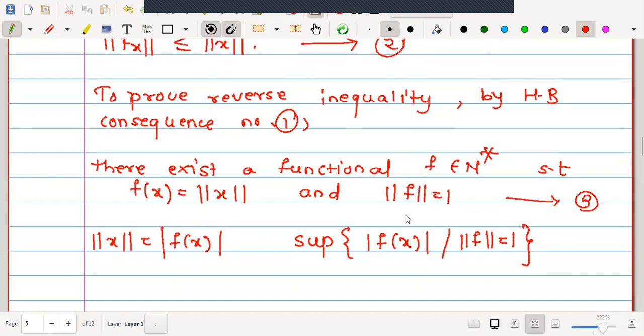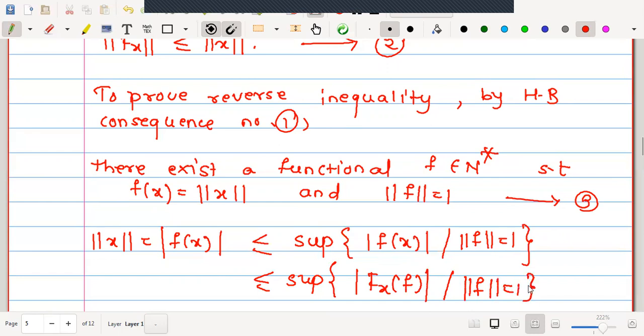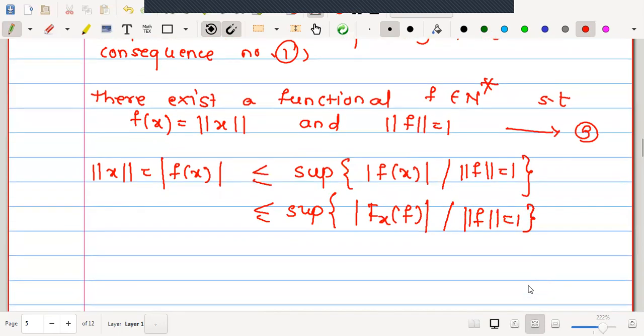The set under consideration is mod f x. Mod f x is an arbitrary value. No doubt the supremum will be greater. Therefore, mod f x is less than or equal to the supremum of mod f x, norm f is equal to 1. If I look at this, the set is nothing but the operator norm. Operator norm of what? Fx is nothing but the supremum of mod fx of f, provided norm f is equal to 1. This is the second definition of the operator norm.